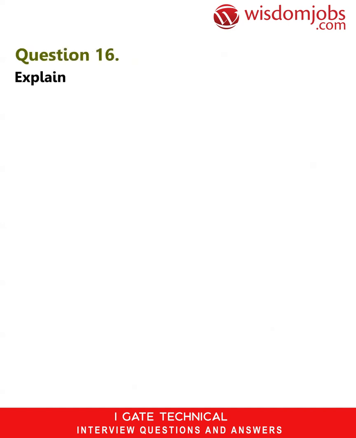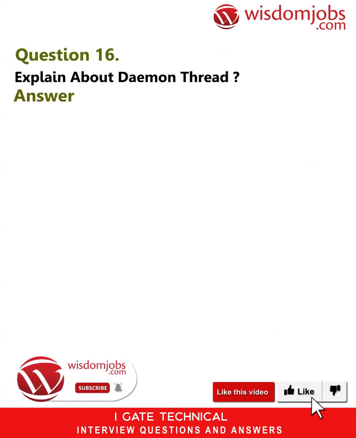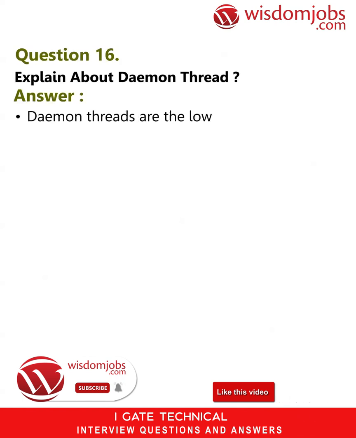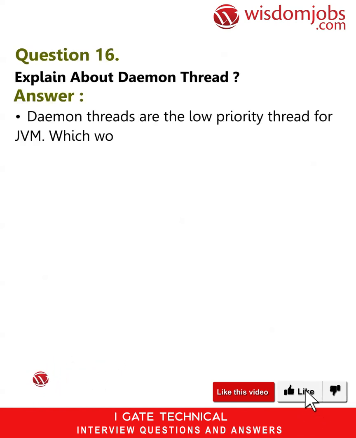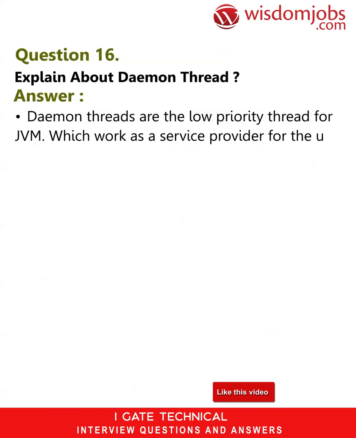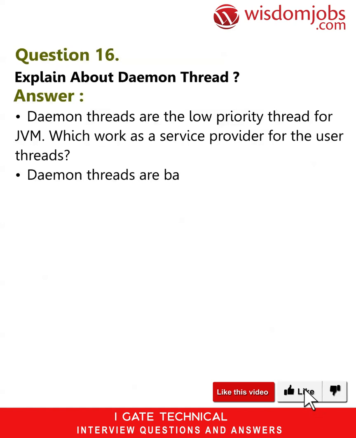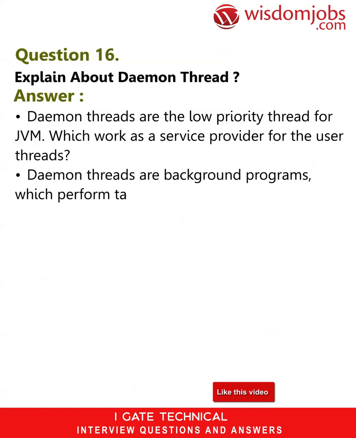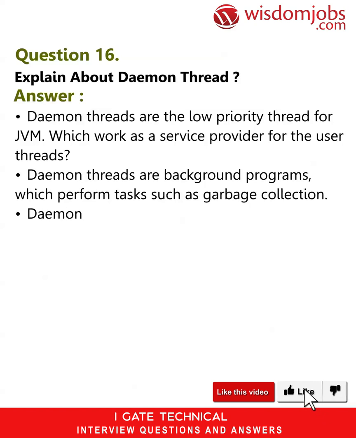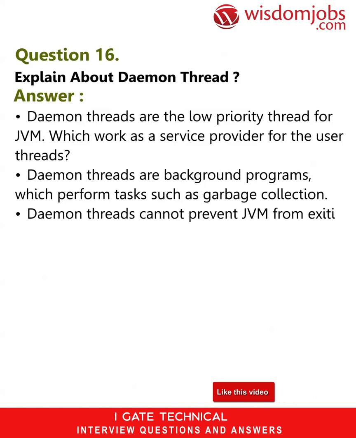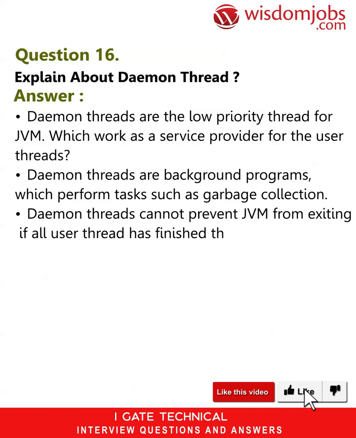Question 16. Explain about daemon thread. Answer. Daemon threads are low priority threads for JVM, which work as a service provider for the user threads. Daemon threads are background programs which perform tasks such as garbage collection. Daemon threads cannot prevent JVM from exiting if all user threads have finished their execution.